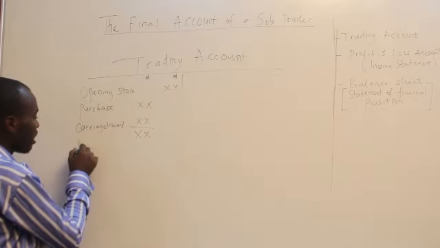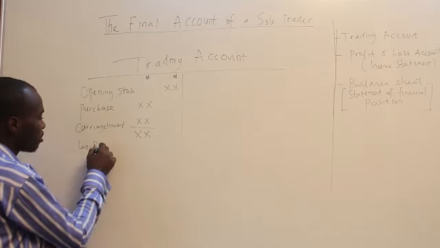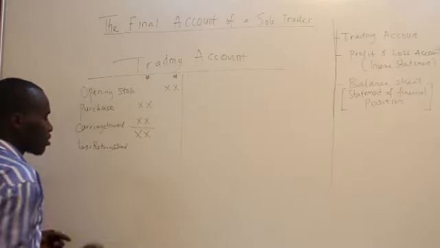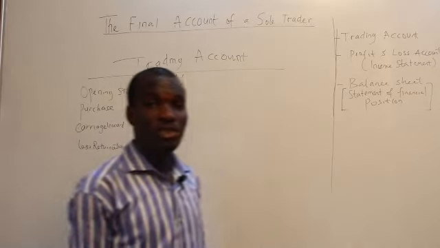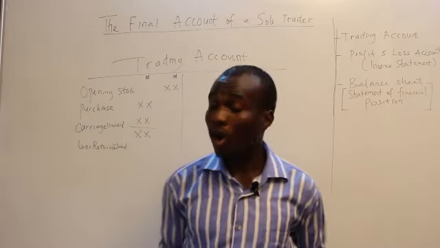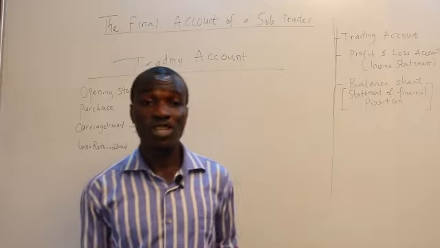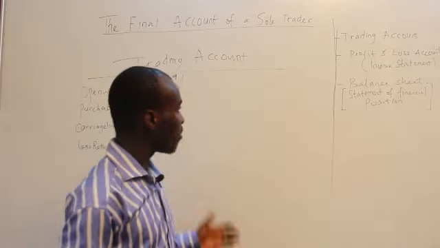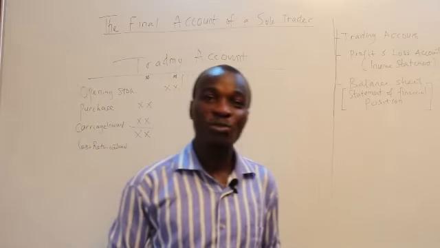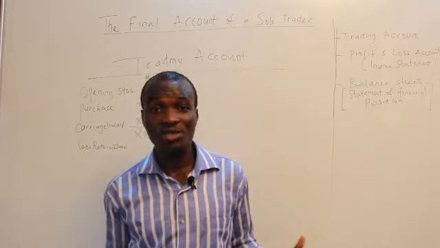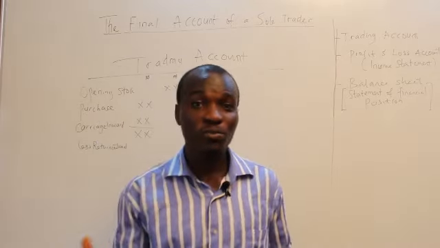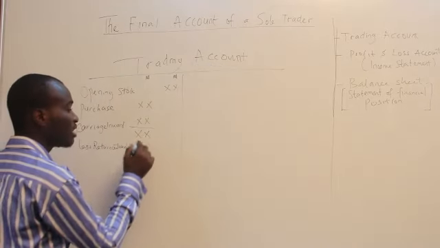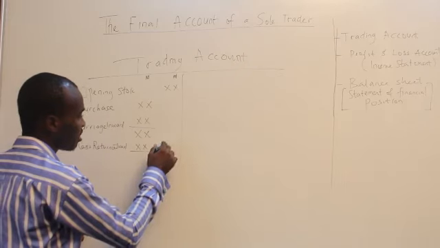Just thereafter, we can less our return outward. The return outward represents the goods that were previously purchased but are returned back to the supplier. Since the goods returned to the supplier are no longer part of the purchases, we have to deduct it from the purchases. So we have our return outward. After deducting that, we're going to have this.